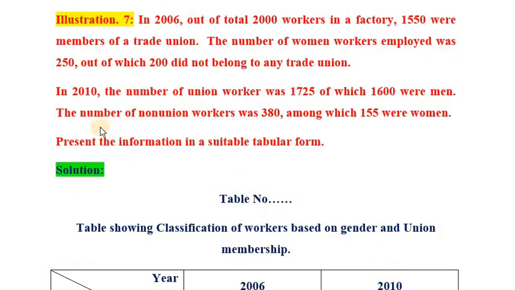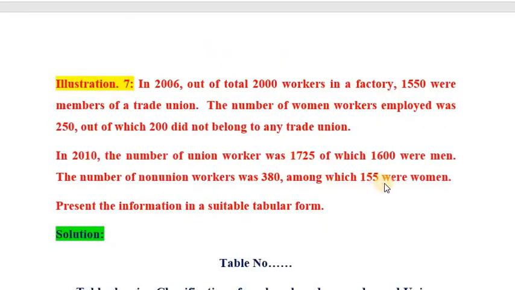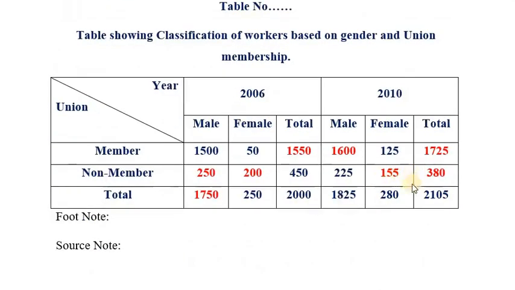The next information available is that the number of non-union workers was 380. So 380 were non-trade union members, and out of these 380, 155 were women non-trade union members. With this available information, we can find out the other missing figures.